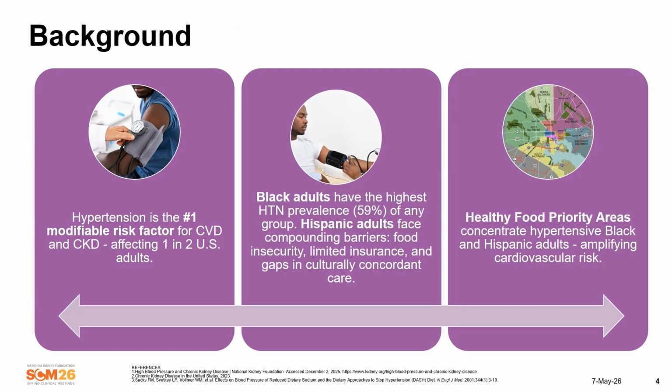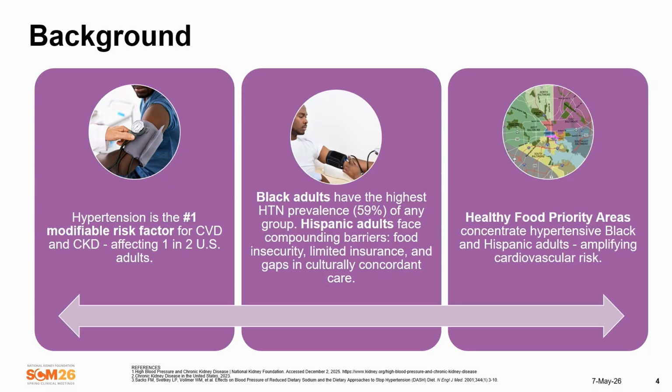As a way of introduction, we all know hypertension is the number one modifiable risk factor for cardiovascular disease and chronic kidney disease, which affects 1 in 2 adults in the United States. The highest prevalence is seen in Black adults, about 59%, and Hispanic adults also have compounding barriers, which are food insecurity, limited insurance, and gaps in culturally concordant care. Healthy food priority areas are areas where people are food insecure and have limited access to groceries or healthy food. And this is mostly where we see hypertensive Black and Hispanic adults.